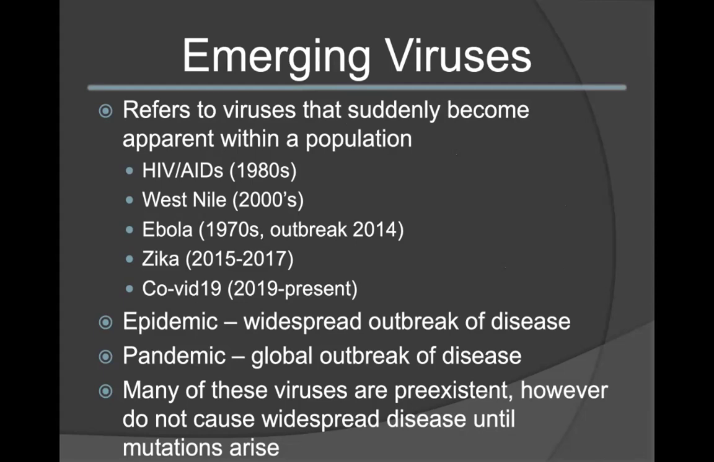An epidemic refers to a widespread outbreak of a disease. However, an epidemic is usually localized to one or a few locations, whereas a pandemic refers to a complete global outbreak of a disease. It is important to note that many of these diseases, though they are termed emerging viruses, have been pre-existent within a population. However, they do not cause widespread disease, usually until a mutation arises that allows them to increase their rate of infection.